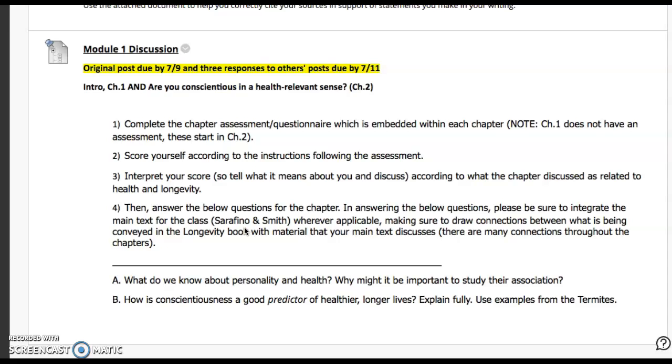So you're going to notice starting in chapter 2 of the longevity book, there's an assessment in each chapter. Sometimes it's in the middle of the chapter, sometimes it's at the beginning, sometimes it's at the end, but it's a short little survey that goes along with each chapter. Chapter 1 does not have a survey. It starts in chapter 2.